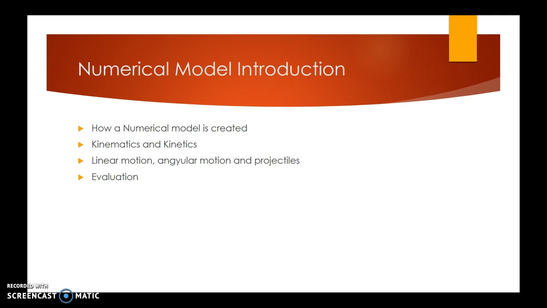The numerical model is produced in a variety of ways. These include literature-based collection, elite level athlete based, specific athlete based, and a combination approach.